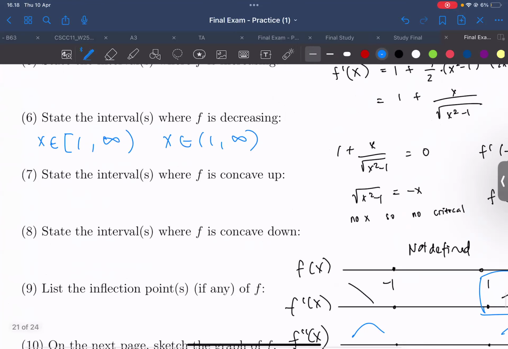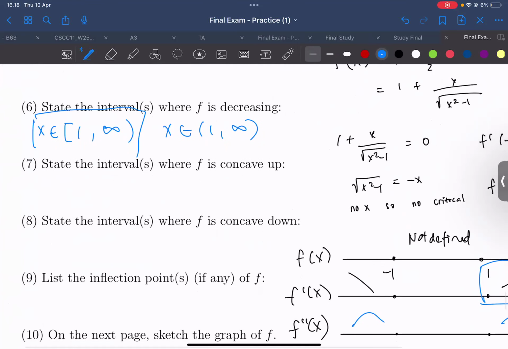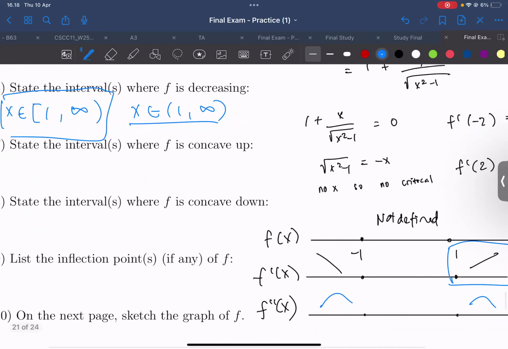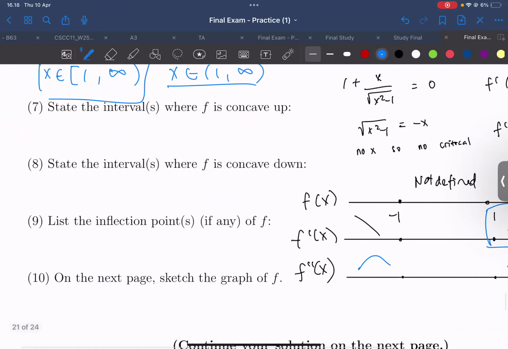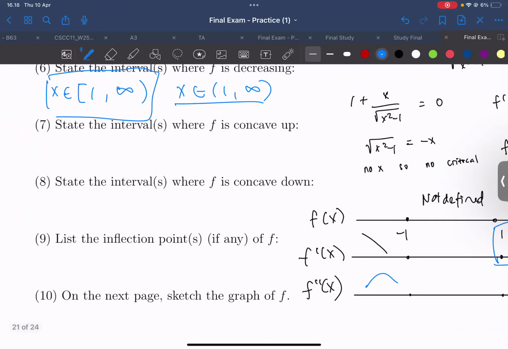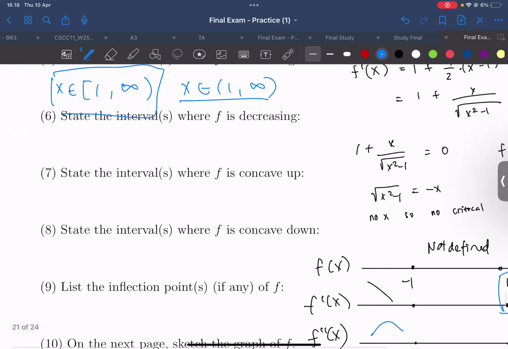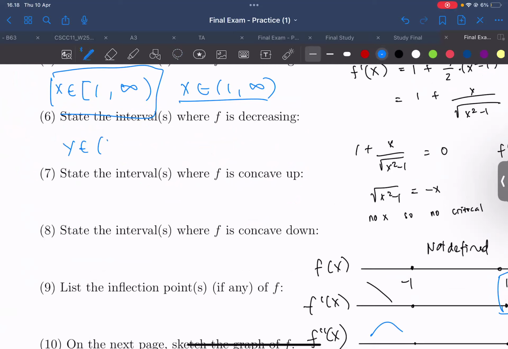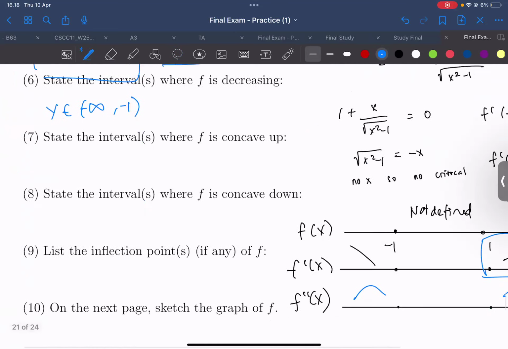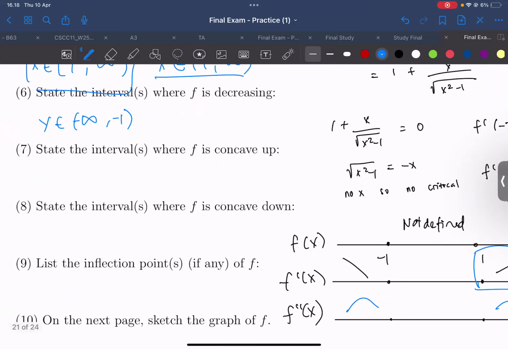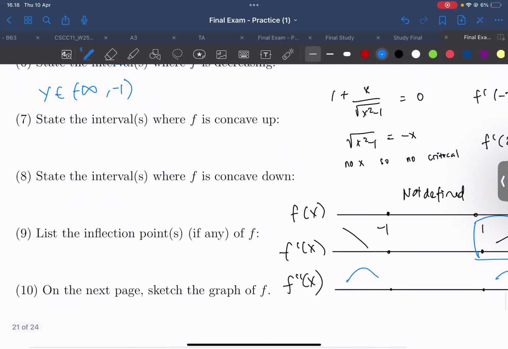So it says that you would get the mark if you wrote this, but the correct answer is exact. If you want it to be correct, then it'll be the open interval from 1 to infinity. And the same case goes for the decreasing intervals. Oh, sorry, this is increasing. The decreasing intervals should be x element of negative infinity to negative 1. This is the correct one. And the same reason as before, we don't include minus 1 because there's no right derivative at minus 1.